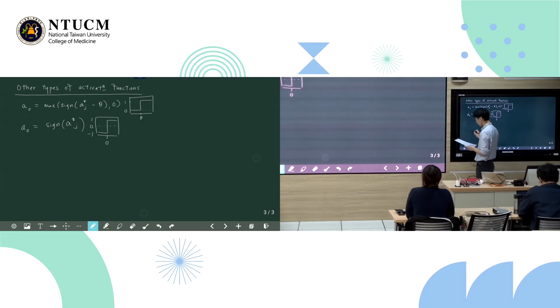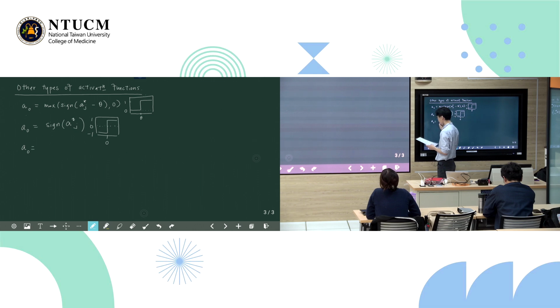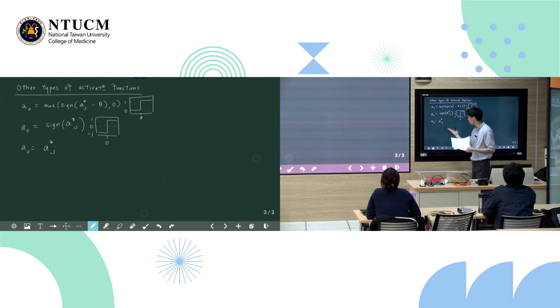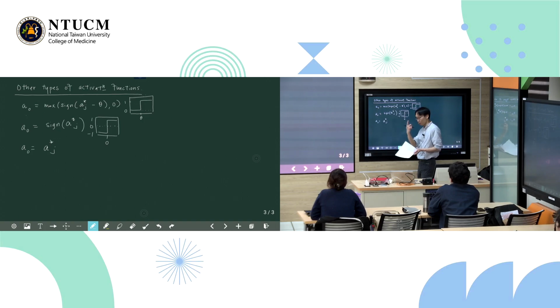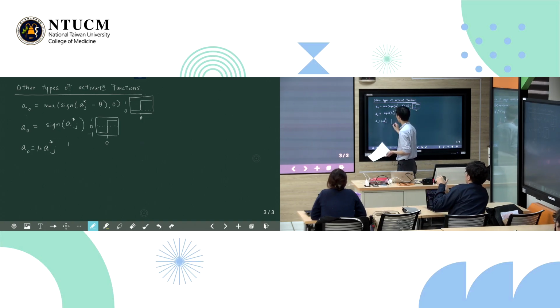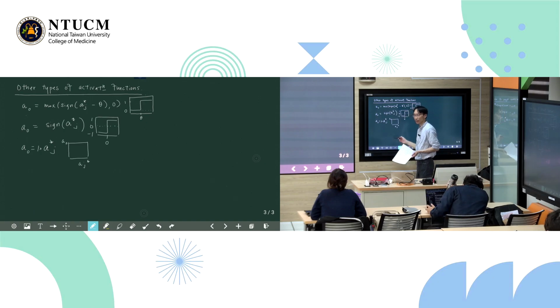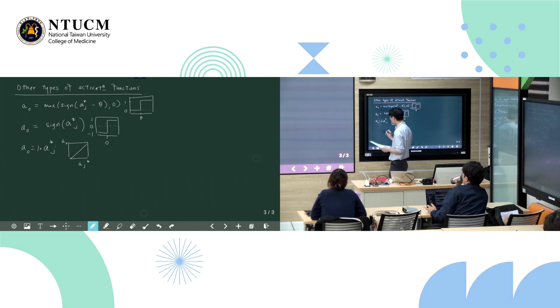You can have another kind of activation function. If I were to state it like this, what is the activation function? It's just 1. Right? Which means, what does it look like? It's a straight line. Right? Okay? It's a legitimate activation function. It's just not a nonlinear one. Okay, then there are others.